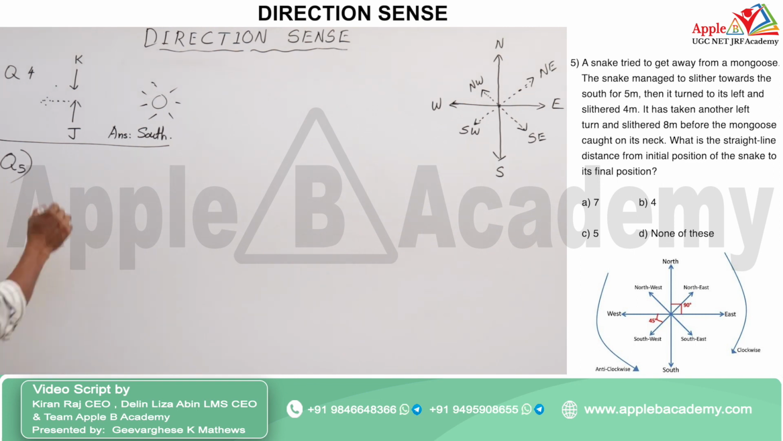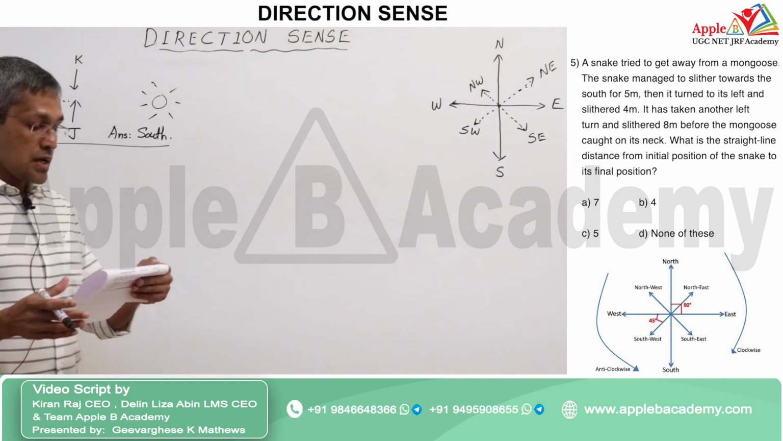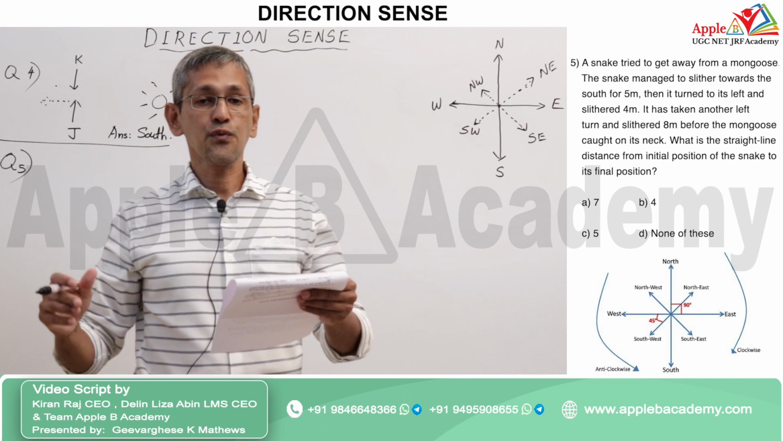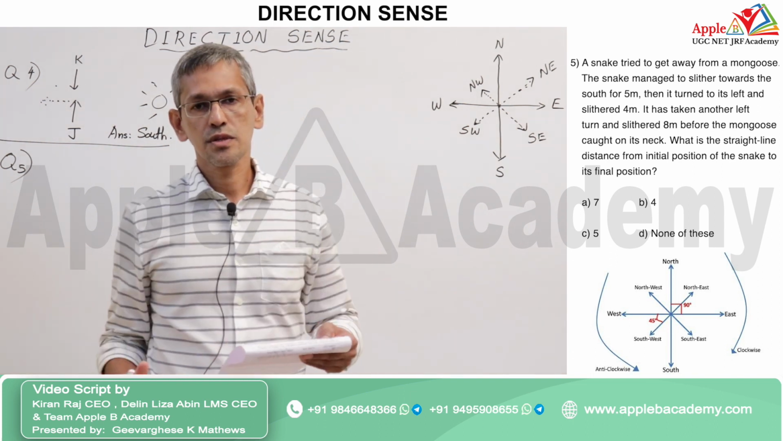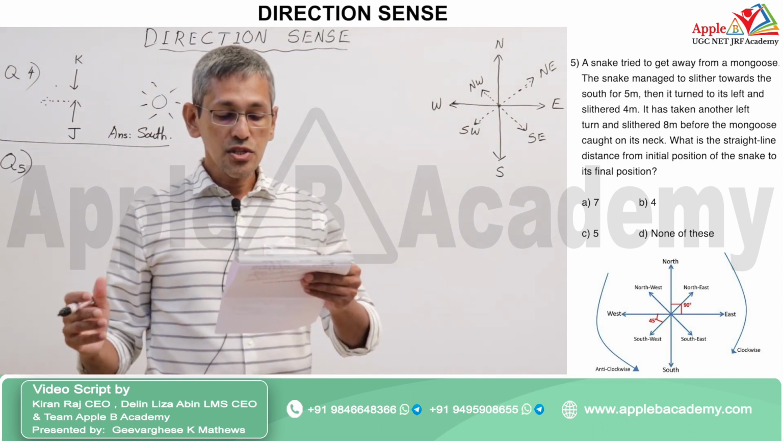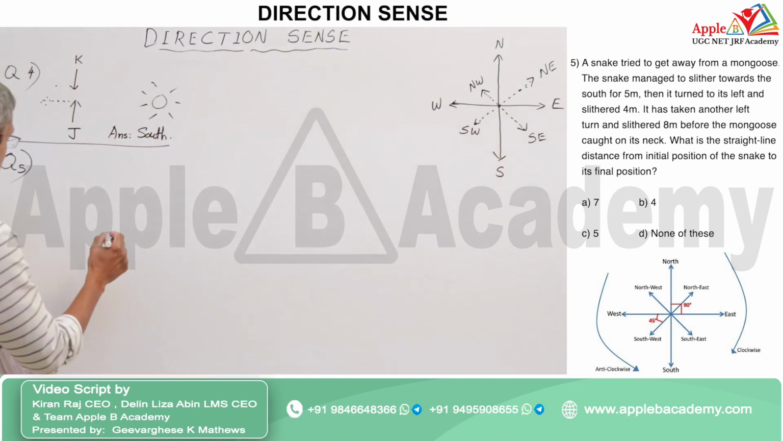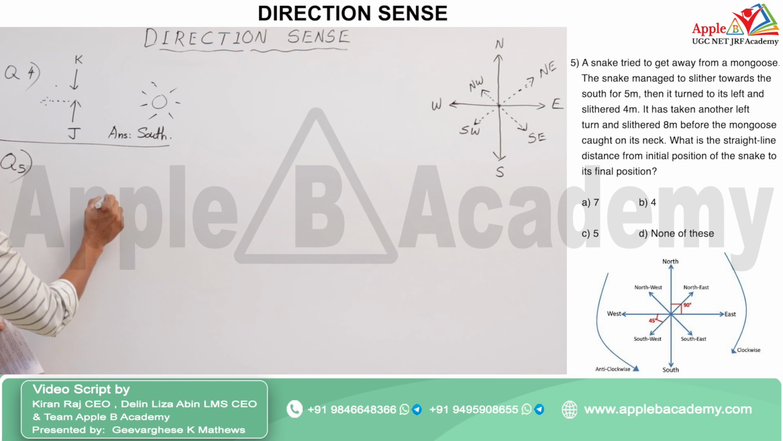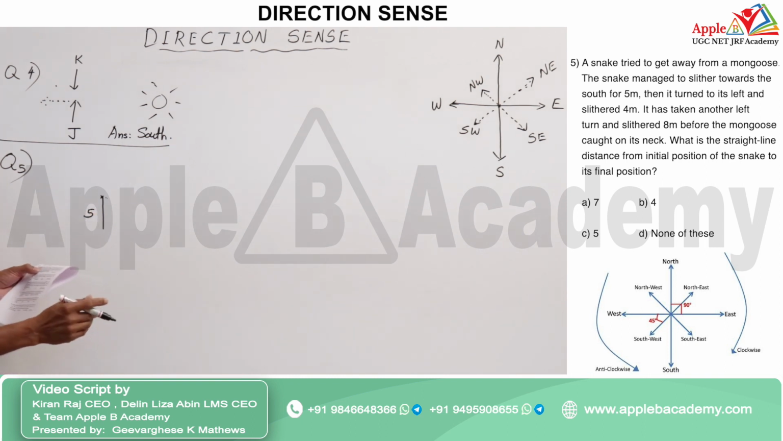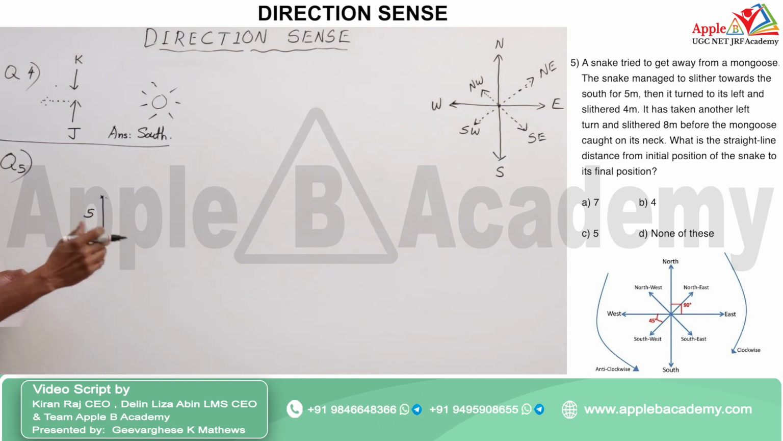So what type of question do we have? Question number 5. A snake tried to get away from a mongoose. The snake managed to slither towards the south for 5 meters. So let's assume the snake is here. The snake slithered 5 meters towards south. This is south, so 5 meters. From there, it turned to its left.